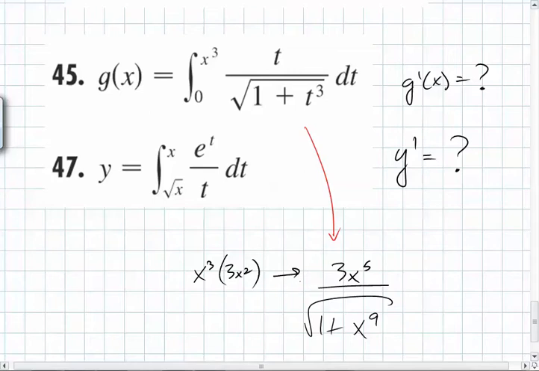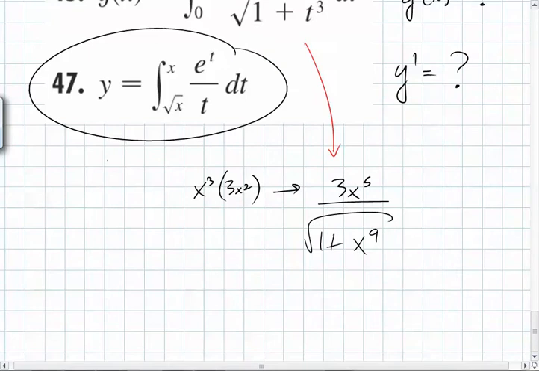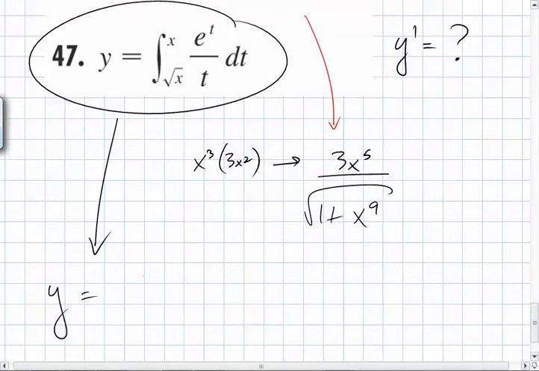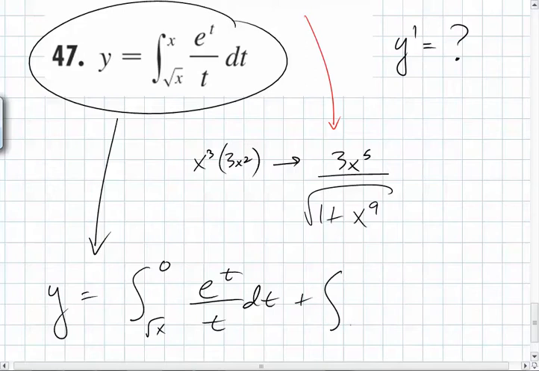Okay, so what's the challenge for 47? What's the problem with 47? Why can't you just do that one just like we did that? What's the new thing? The bottom. It's not a constant. So what do you need to do to this integral? Make it 2. So you can go from root x to what? What do you want the upper limit to be? 0. Why do we like to choose 0? You can't do 0. Why not? Because there's a t in the denominator.